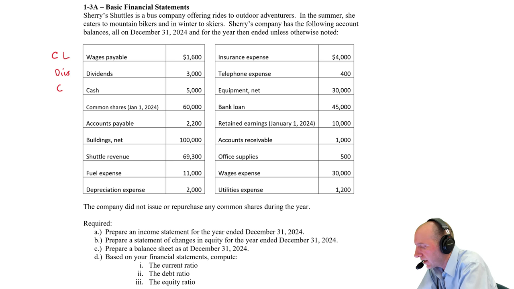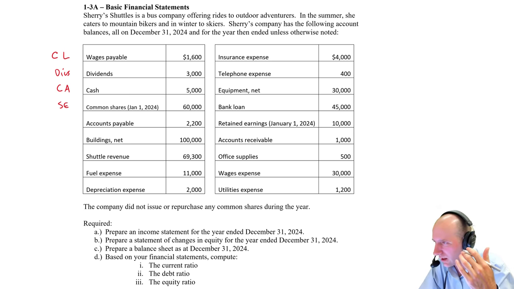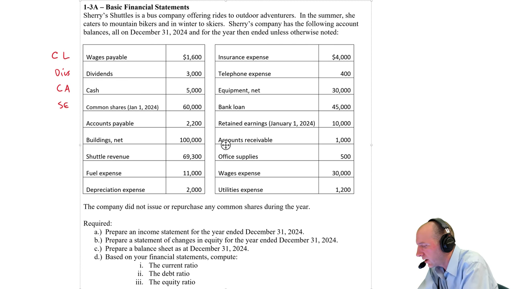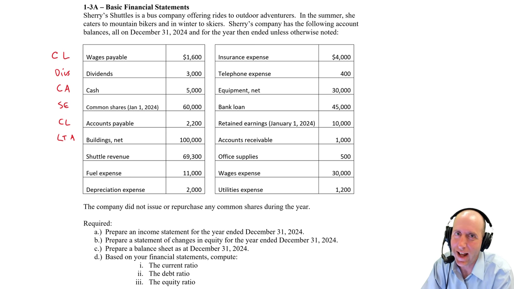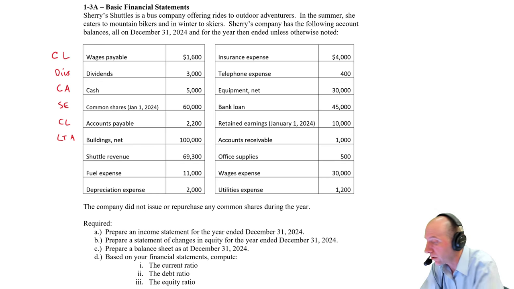Cash is an asset, and it is a current asset. Common shares is a shareholders' equity account. Accounts payable is a liability, and again, think of your phone bill. It's less than a year that you're going to have to pay that. Buildings are an asset, and they are a long-term asset. The word net there is very relevant. For now, just know that this is the value of our building, $100,000. We'll get into how we calculate that net and what it means in future videos.